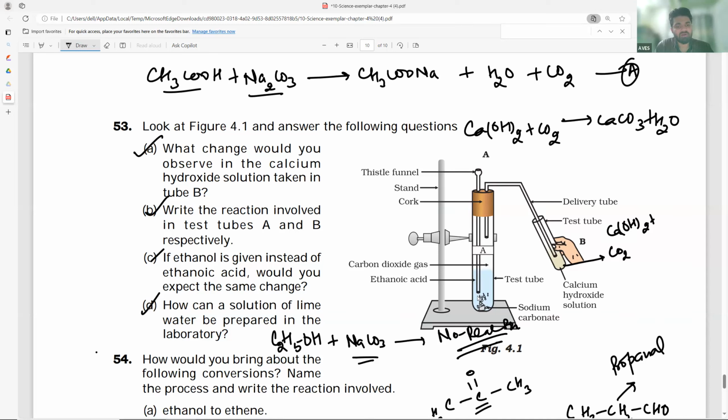How can the solution of lime water be prepared in the laboratory? Lime water can be prepared when calcium oxide is added to water, it will give you calcium hydroxide. We filter it, and then it will give you lime water. Okay, got it? Yes, sir. Noted each and every reaction properly? Yes, sir. Samar, Adil, Madhya? Adil, you there? Yes, sir.